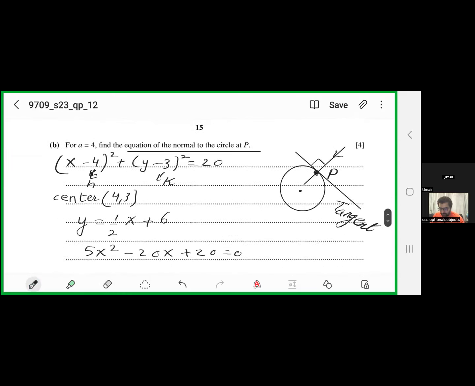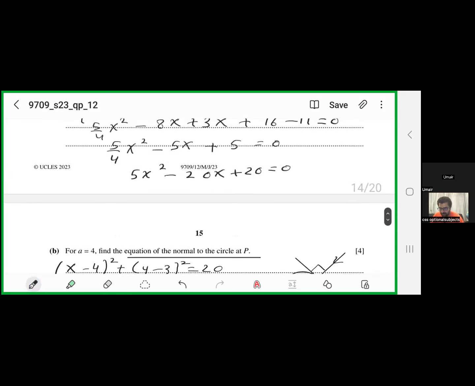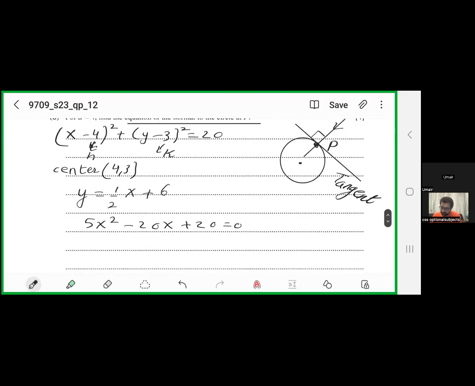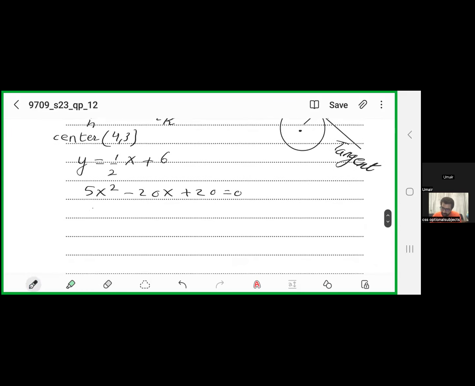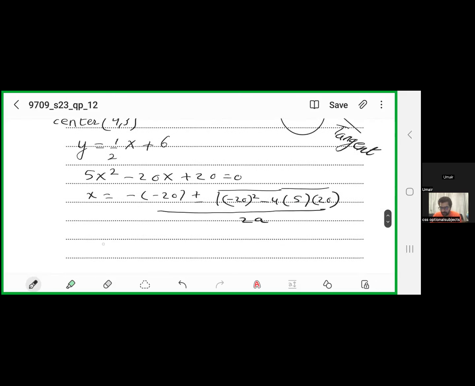Okay, 5x squared minus 20x plus 20. So x is equal to minus b, which is minus 20, plus or minus the square root of b squared, which is minus 20 squared, minus 4a, where a is 5 and c is 20, divided by 2a. So to find the coordinates of P, I need to find the value of x from here. Let me do it directly if I can.